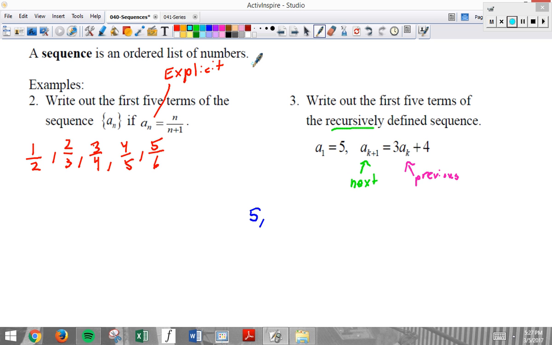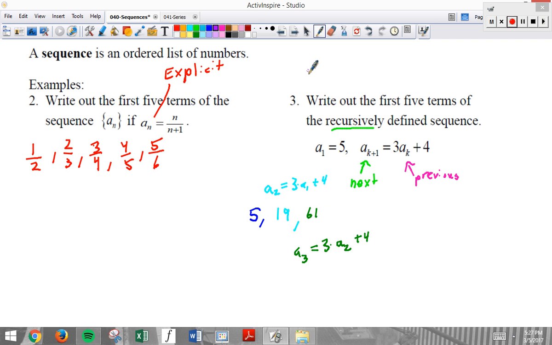Your second term, a sub 2, would be 3 times a sub 1 plus 4. What's a sub 1? 5. 15 plus 4, 19. Your third term, a sub 3, would be 3 times a sub 2 plus 4. 3 times 19, well, that's just 57. 57 plus 4, 61.